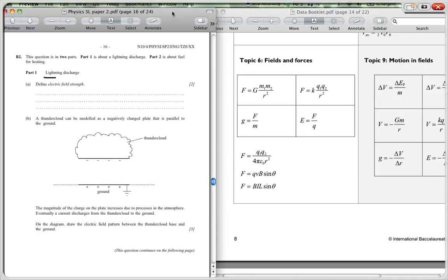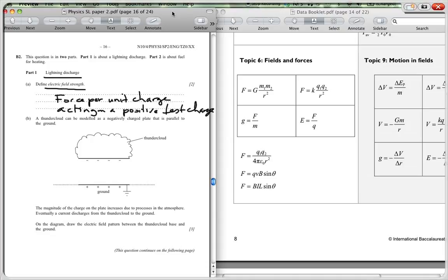This question is about lightning discharge, and the first part is define electric field strength. So electric field strength is the force per unit charge acting on a positive test charge, or you could say acting on a point charge.